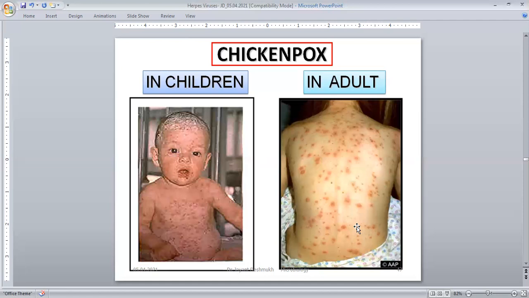Second is the commonly associated complication. The commonest complication of chickenpox in adults is pneumonia, either viral pneumonitis or secondary bacterial pneumonia. But it may also be associated with nephritis, myocarditis, and encephalitis. The commonest complication is pneumonia.